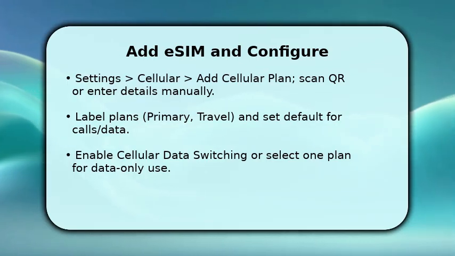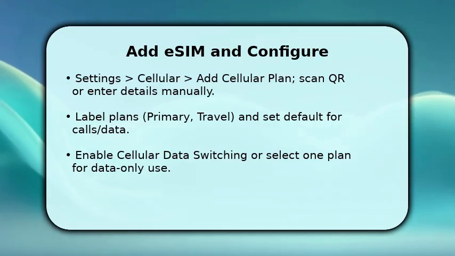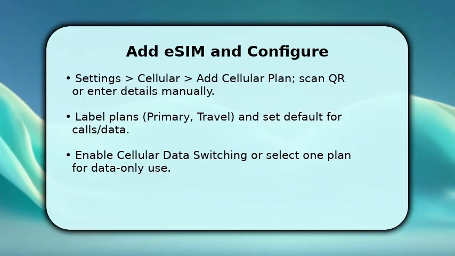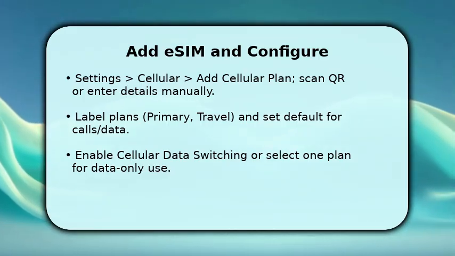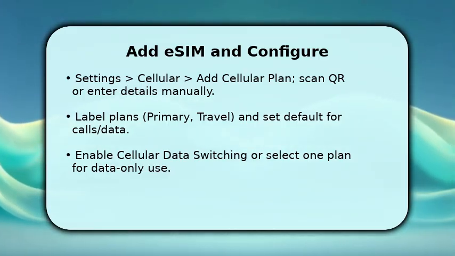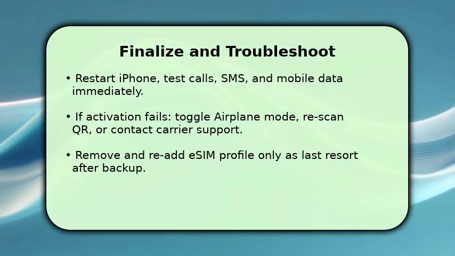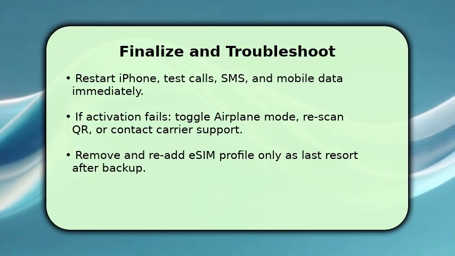Then set your default line for voice and iMessage. If you want data on the eSIM, make it the cellular data line. Also decide whether to allow cellular data switching. This lets the phone use either plan automatically for best coverage. You finish by restarting your iPhone and testing a call, text, and data session to confirm service.